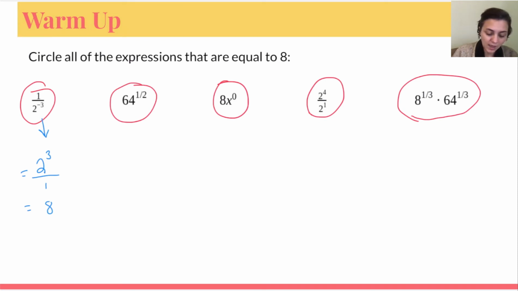Now I know that when I have a power that's division, that is actually a root. So this is the square root of 64, and the square root of 64 is 8. The 0 power, anything raised to the 0 power is 1. So 8 times 1 is 8.